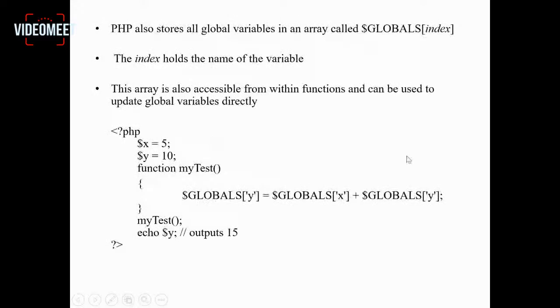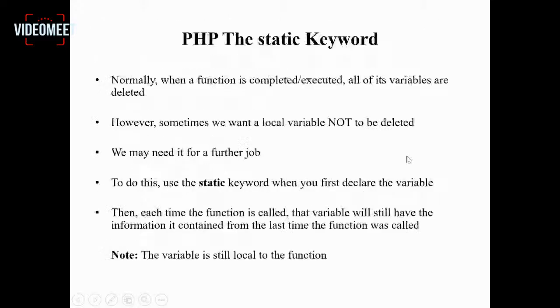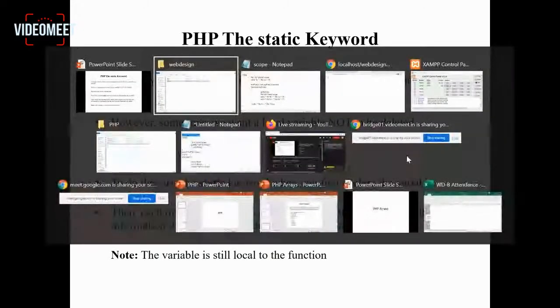Okay. Then coming to the third scope, the static keyword or static scope. You must have heard about this static in C programming. There is something called storage classes in C programming, right? Do you remember storage classes in C programming?